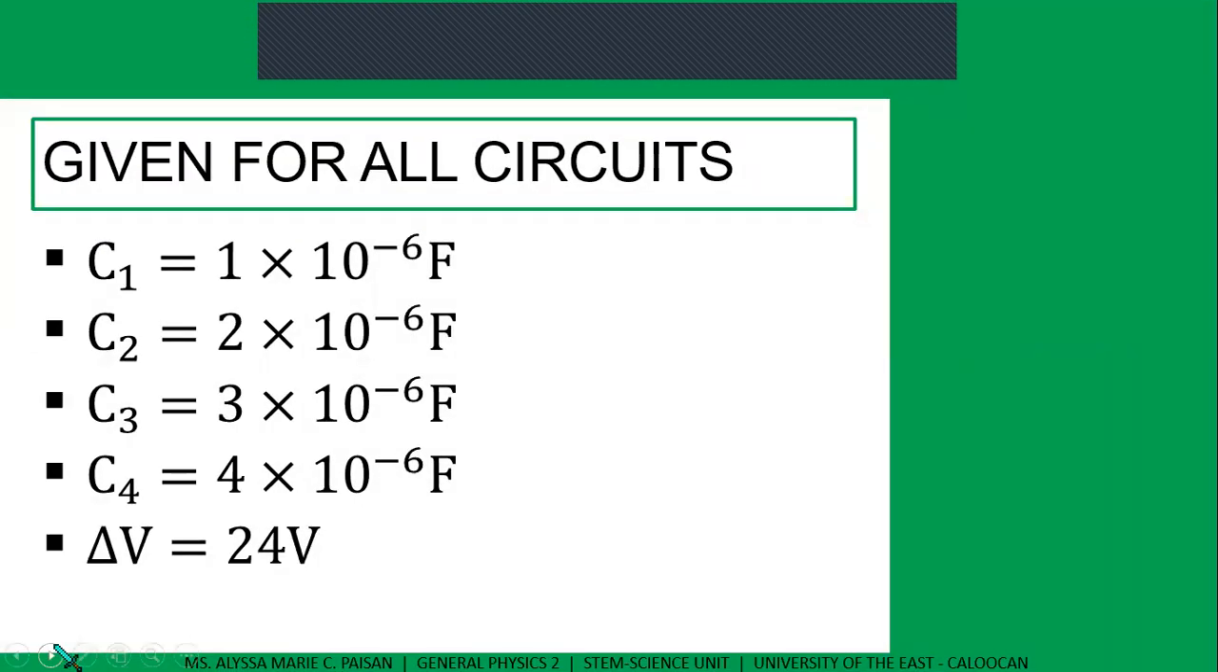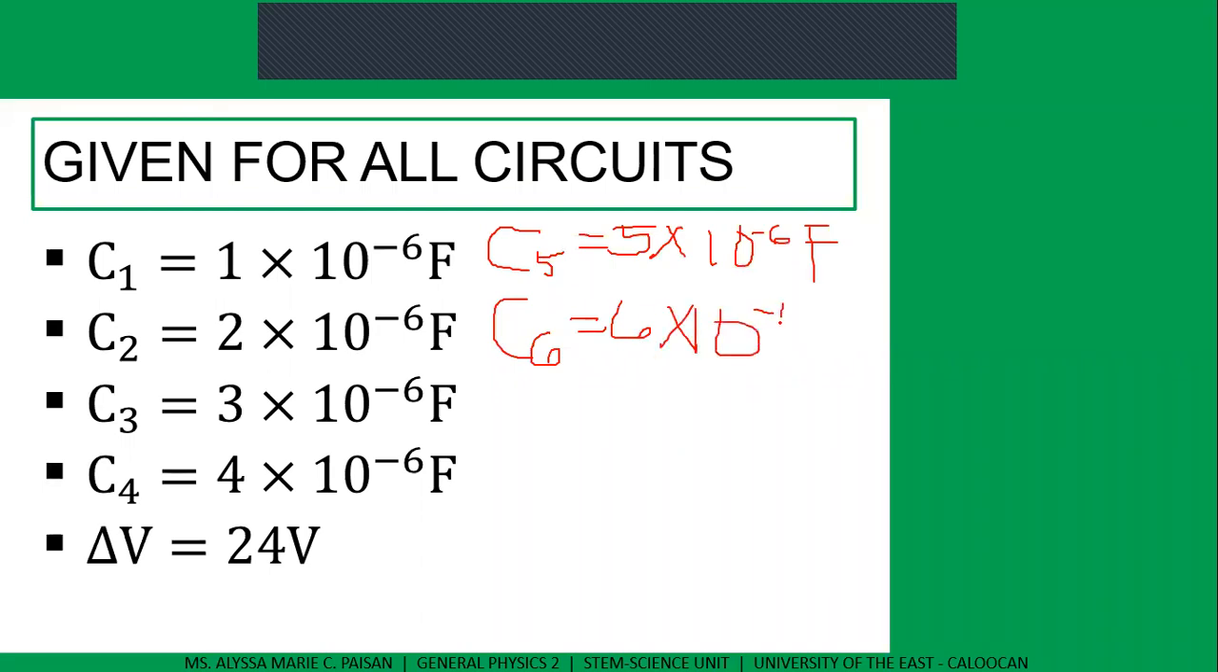So, ito yung mga given, tapos dagdagan natin, no, kasi 6 na pala sila. Nakalimutan ko i-type. C5 will be equal to 5 times 10 raised to negative 6F. And then C6 will be equal to 6 times 10 raised to negative 6F.